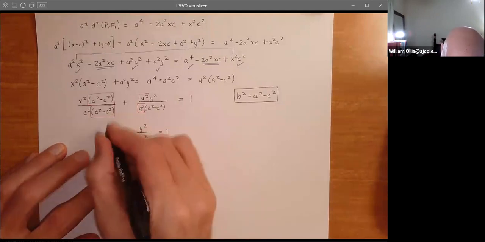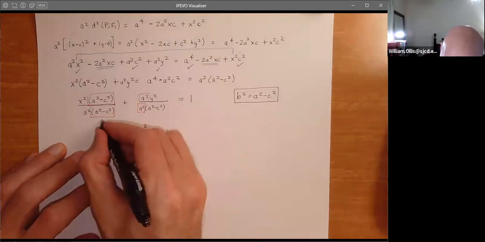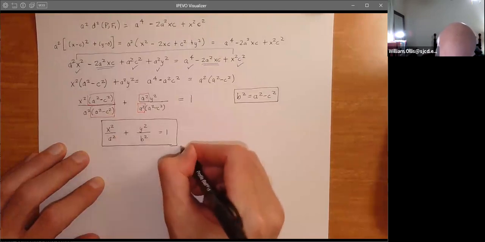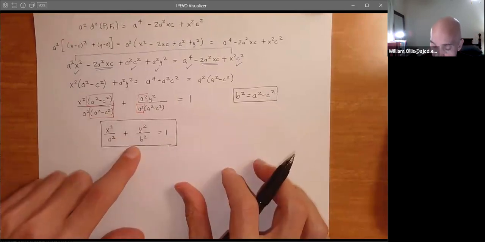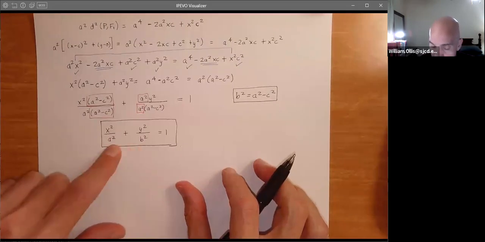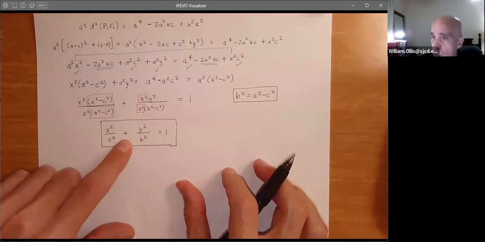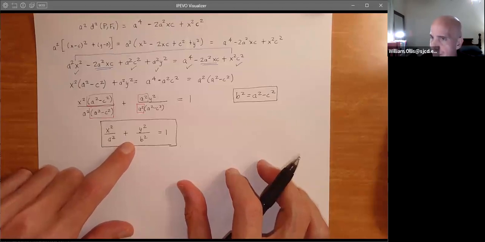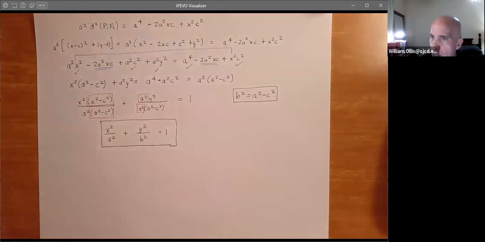equals 1. So now we're thinking, all right, this has the generalized version that we needed. And then of course, if a equals b, then this is just the equation of the unit circle. So we're thinking, yeah, that's a good equation. And it generalizes the equation of the circle.